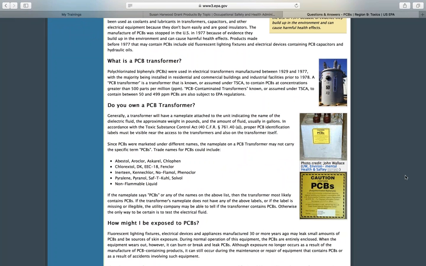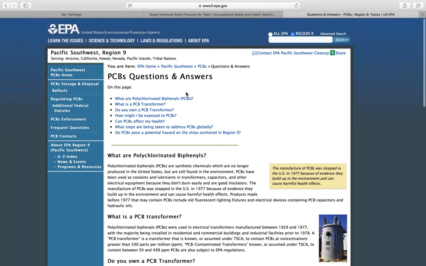Anybody who's looking for it, just go ahead and Google PCBs EPA, and it'll give you pretty much a whole breakdown of it. And we're going to talk about it a little bit more anyway.